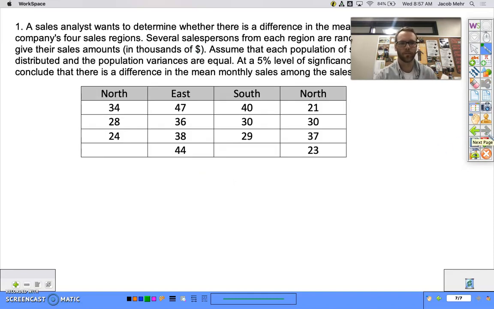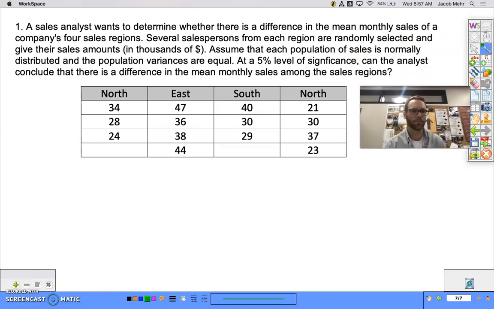So, here's our problem. A sales analyst wants to determine whether there's a difference in the mean monthly sales of a company's 4 sales regions. We see them: north, east, south, and west. That would make more sense. North, east, south, and west. Several salespersons from each region are selected and given their sales amounts in thousands of dollars. And again, this is for the month.